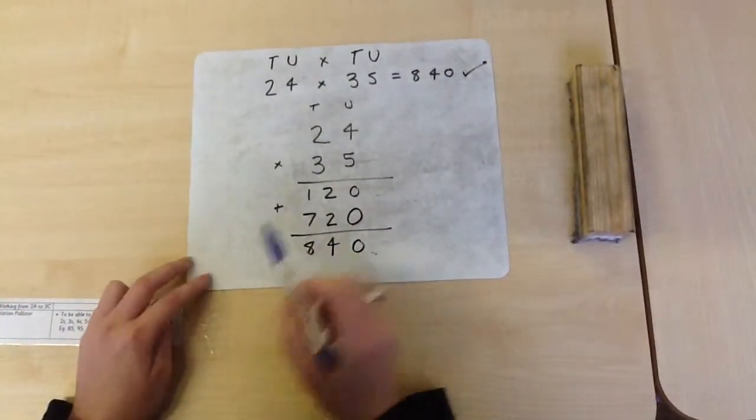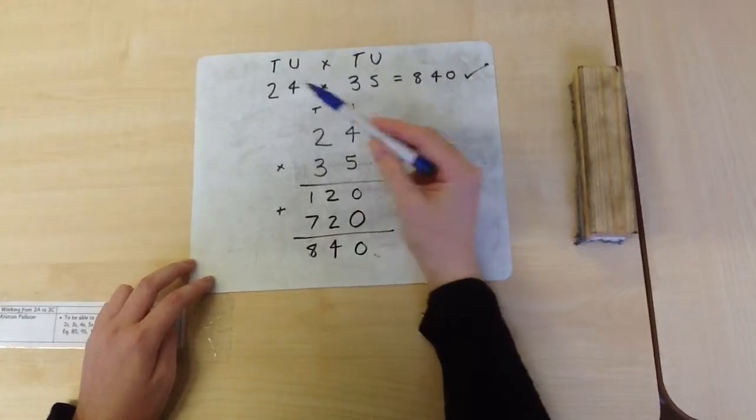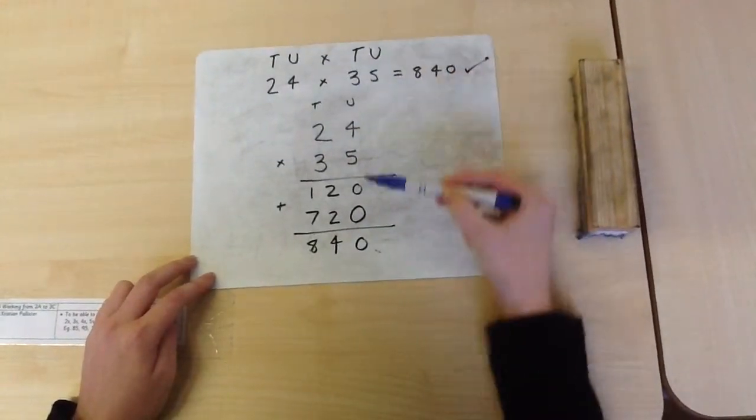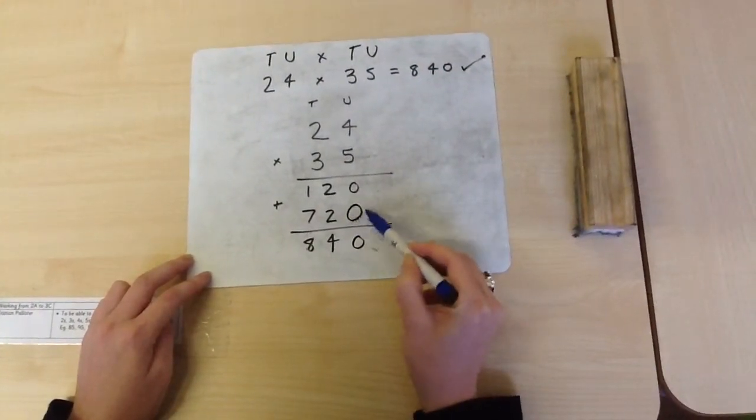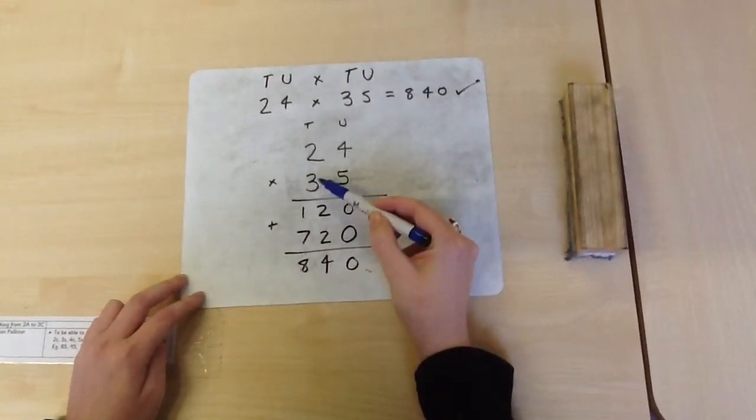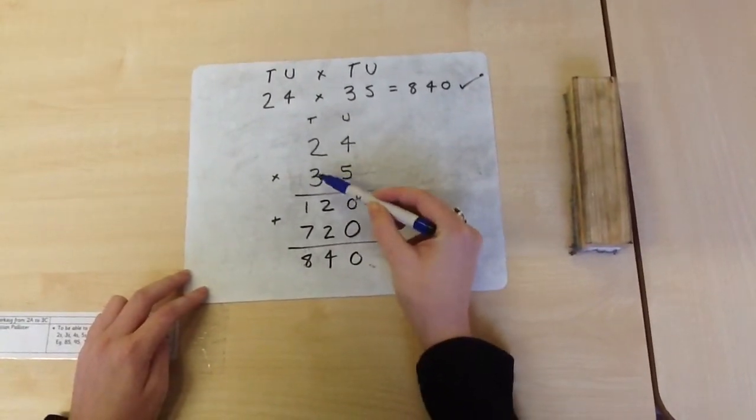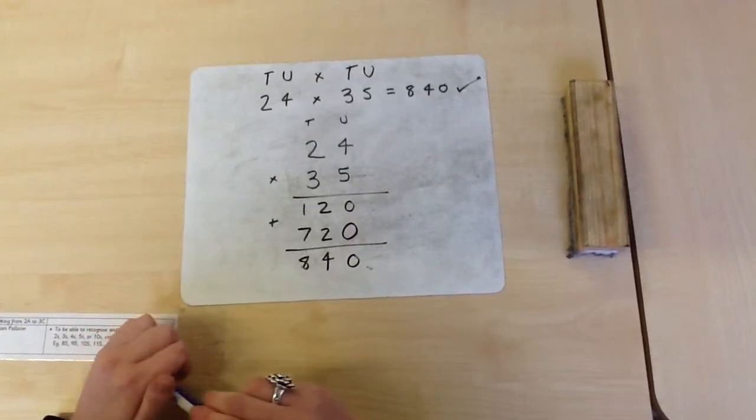Okay, so just remember, whenever you have tens and units times tens and units, the most important thing is when you're on the next bit, because this is actually 35, not 3, you have to bring your place holding 0 down.